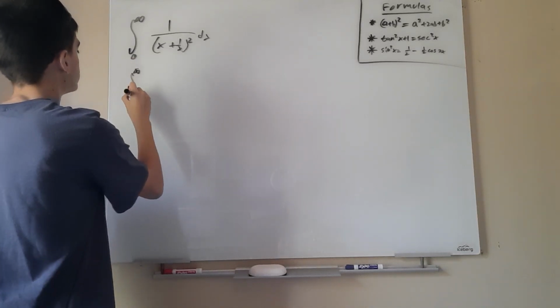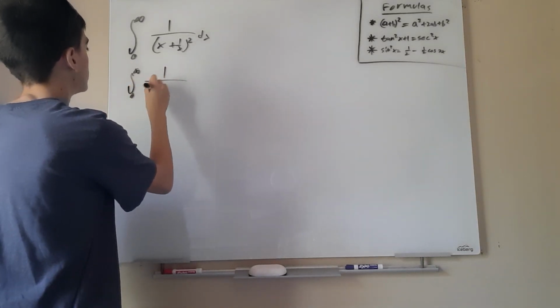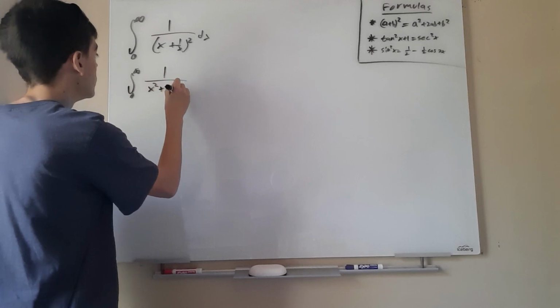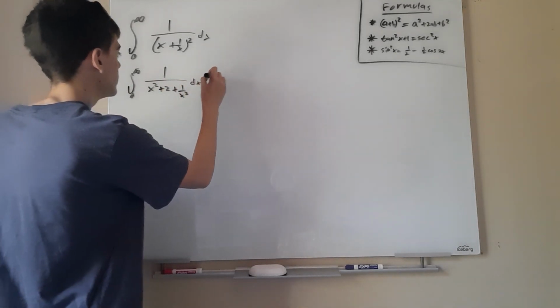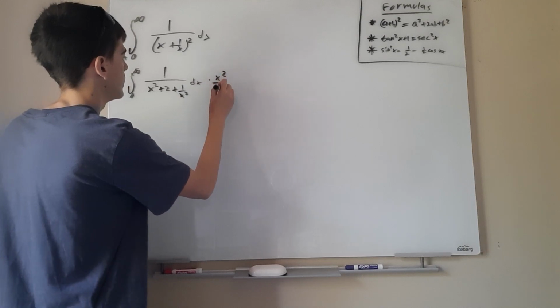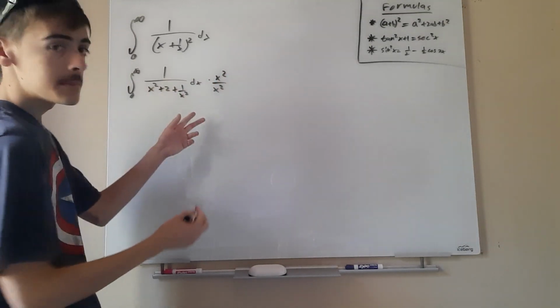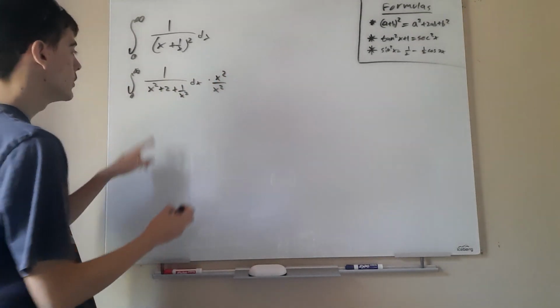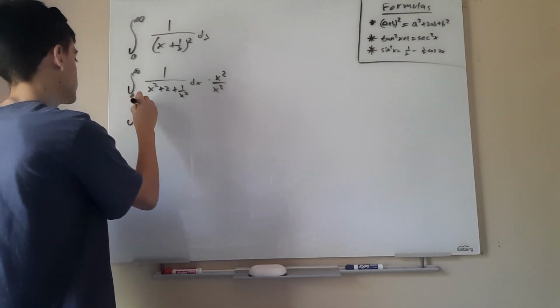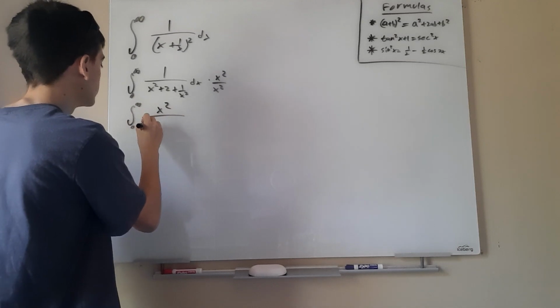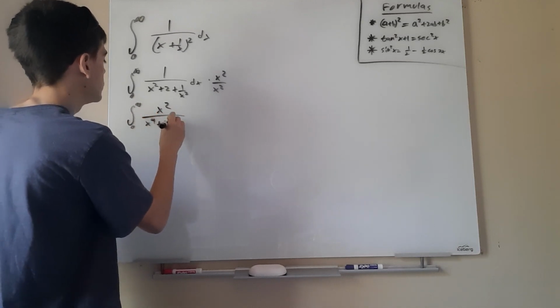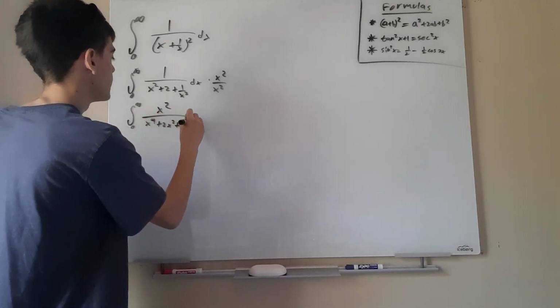So we'll still have the integral from 0 to infinity, but it will be 1 over x squared plus 2 plus 1 over x squared dx. Now what we want to do is multiply numerator and denominator by x squared. That's just the same as multiplying by 1, but it will get rid of all the fractions inside fractions nonsense, and it will make it easier to work with. So doing that, it will be x squared over x to the fourth plus 2x squared plus 1.